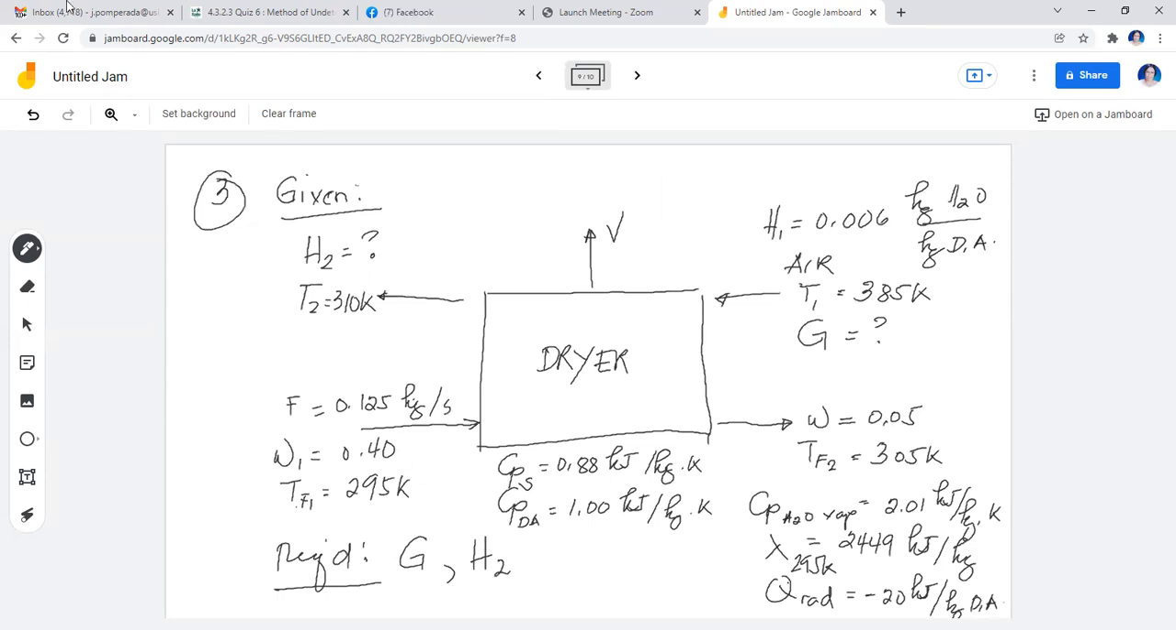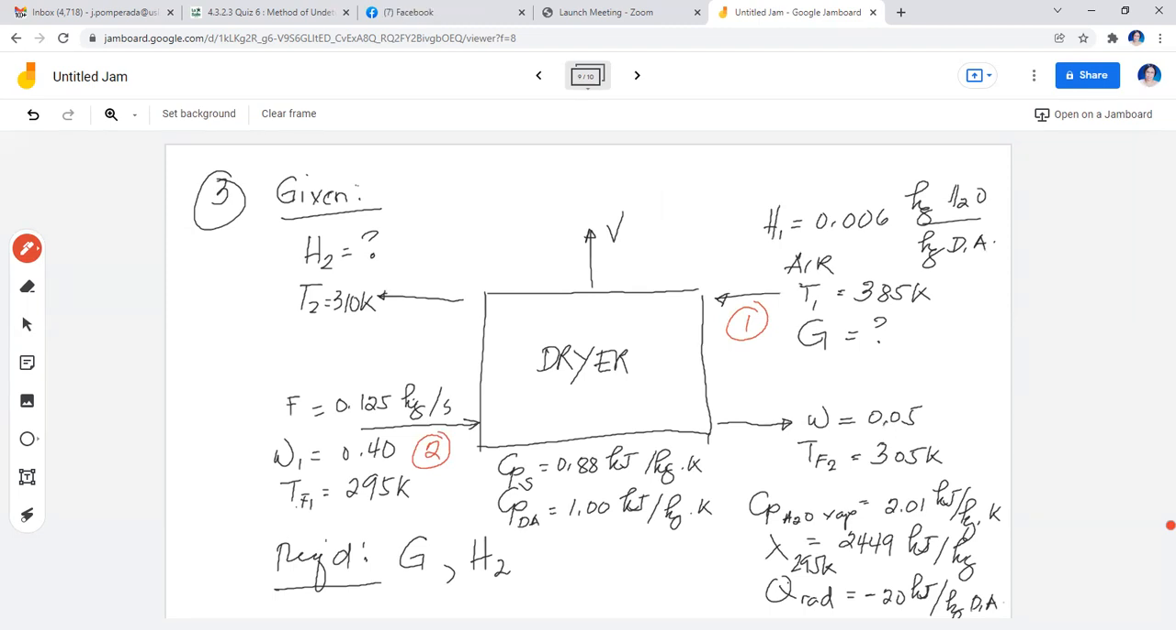So we will have each of the streams labeled. Okay, so we have our feed. We will start with the drying medium, wherein we want to determine the G. So let's label this stream as 1, entering the dryer, and this stream as 2, another stream that is entering the dryer.